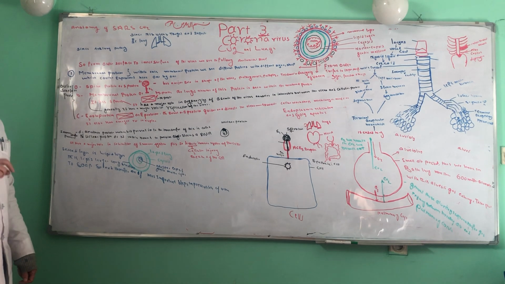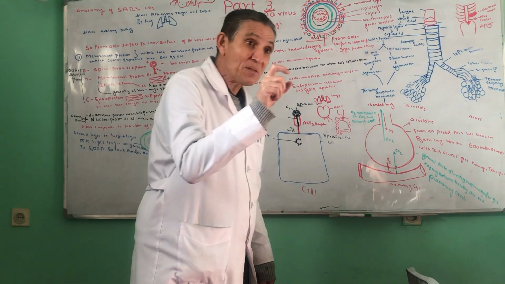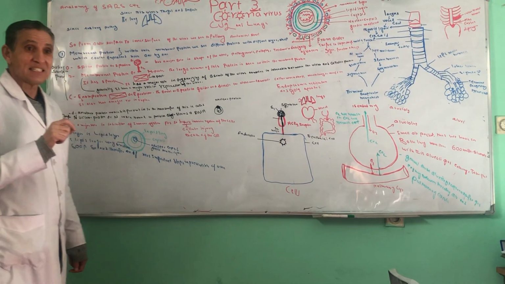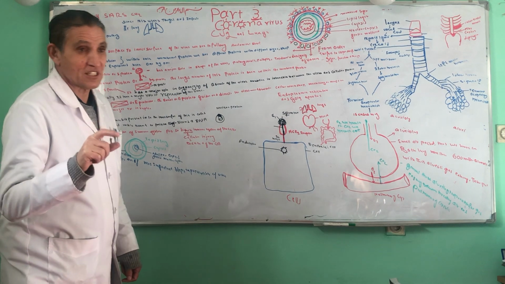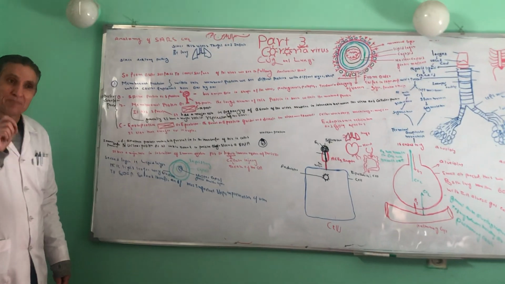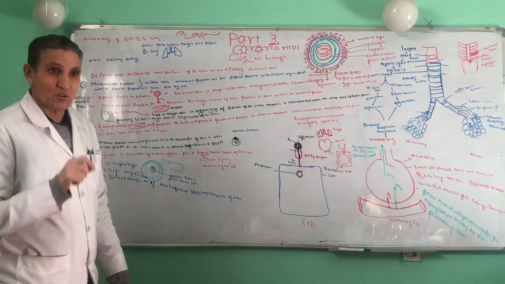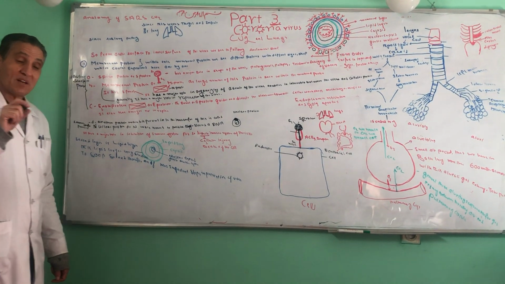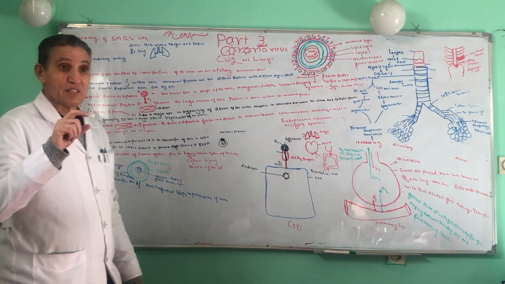The first one: this protein has a major role in organizing the assembly of the virus, as well as the interaction between the virus and cellular proteins. Generally, this M protein has a major role in replication of the virus. So the first protein was the spike protein, the second protein was the M protein, and a large number of them are present over the surface of the virus.